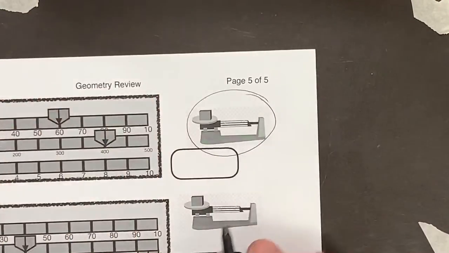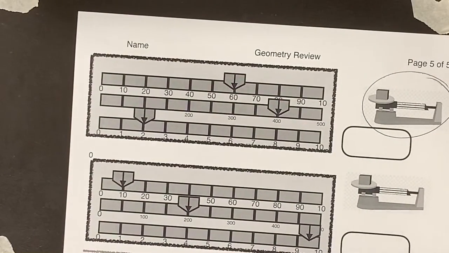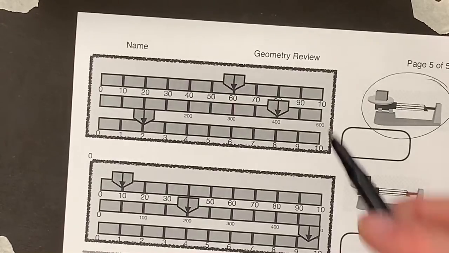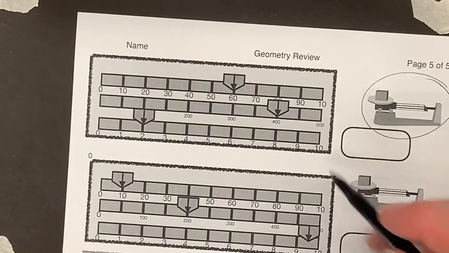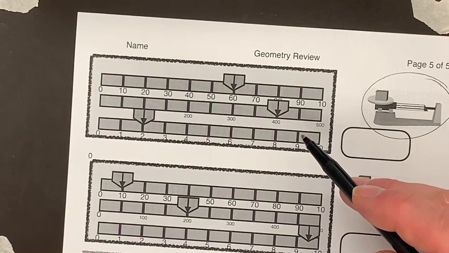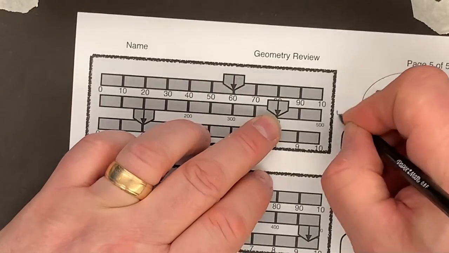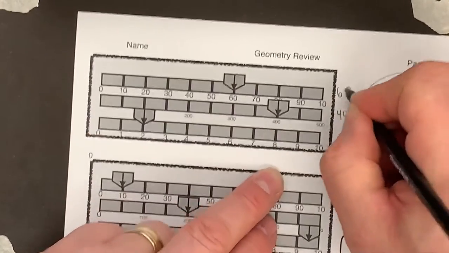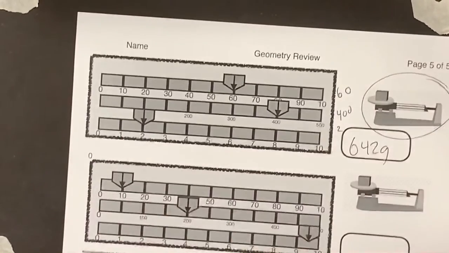Okay, the very last thing we have to do is we did some weighing with a triple beam balance. So if this is what it looked like, what would the weight be of the object on a triple beam balance? A triple beam balance has 3 different beams with things you move. And when you're measuring, you always work from the heaviest to the lightest. So for this one, I see that this guy's on 400, this guy's on 60, and this guy's on 2. So it was 642 grams.